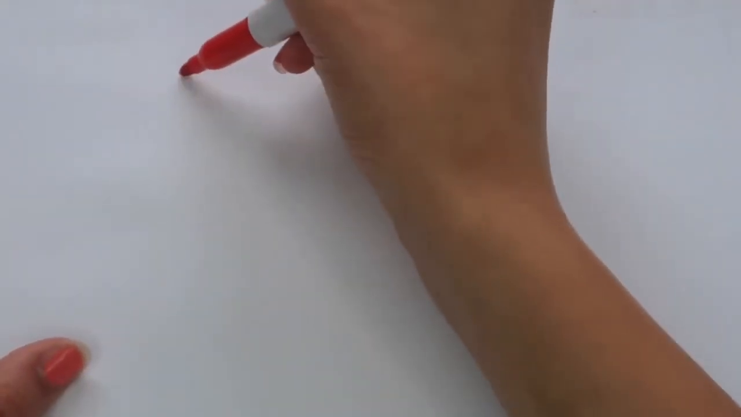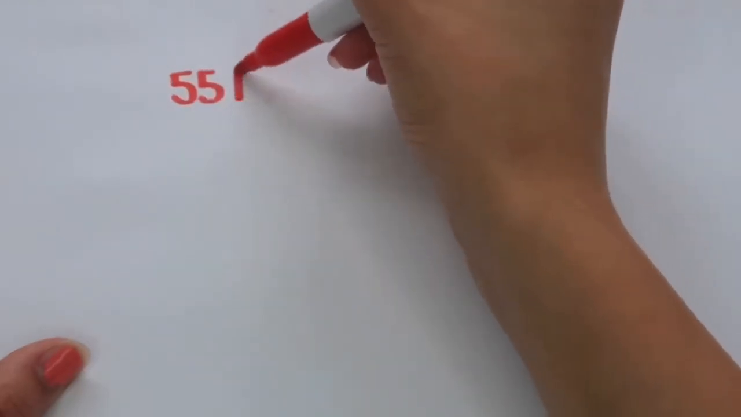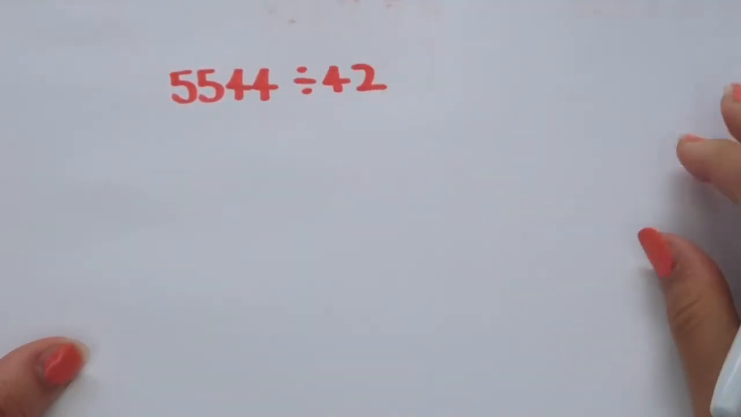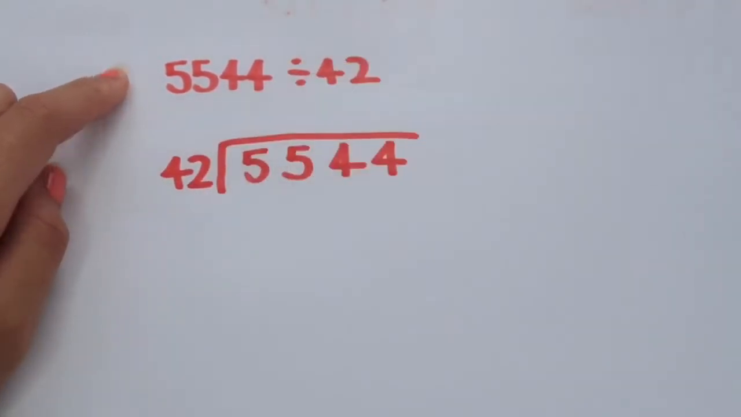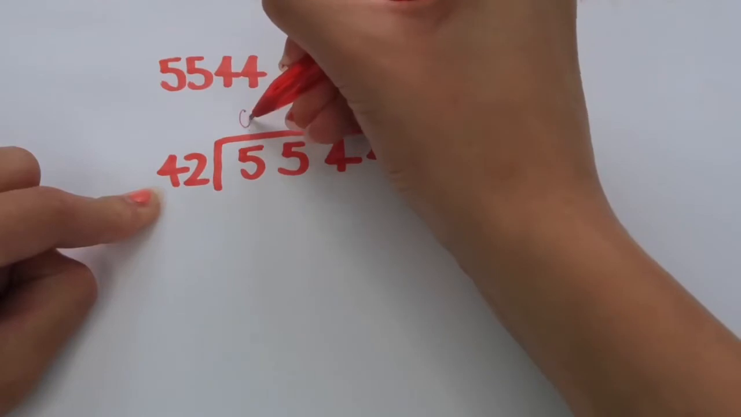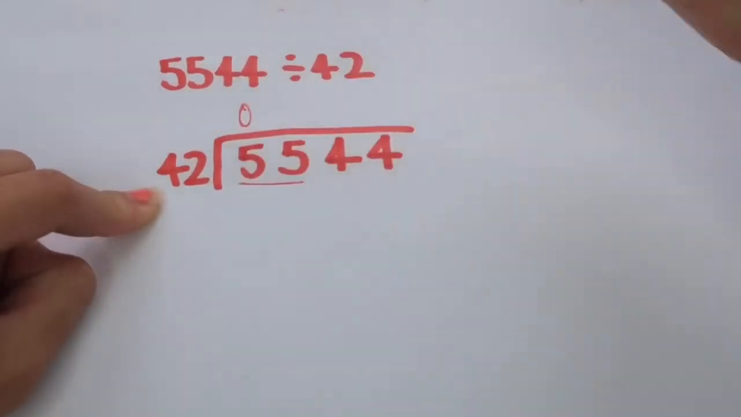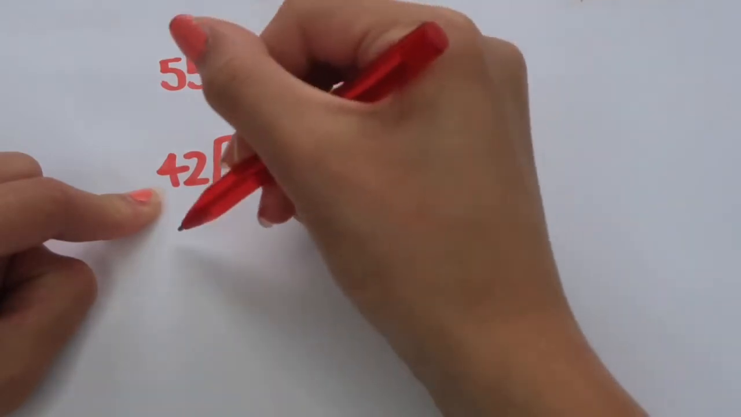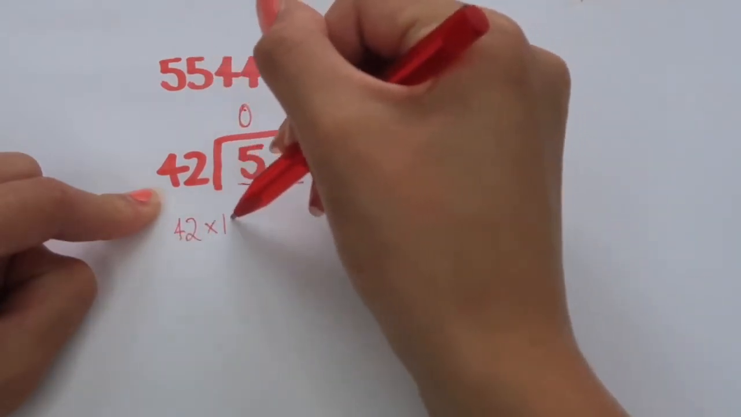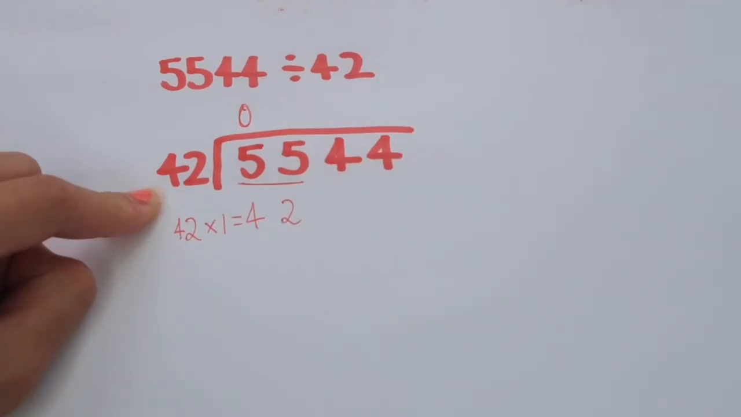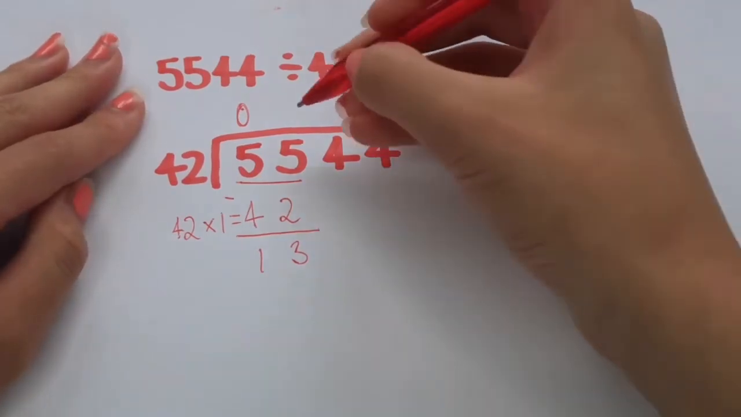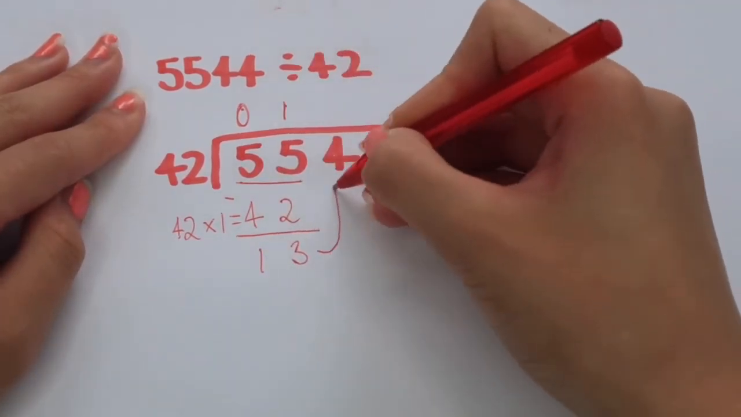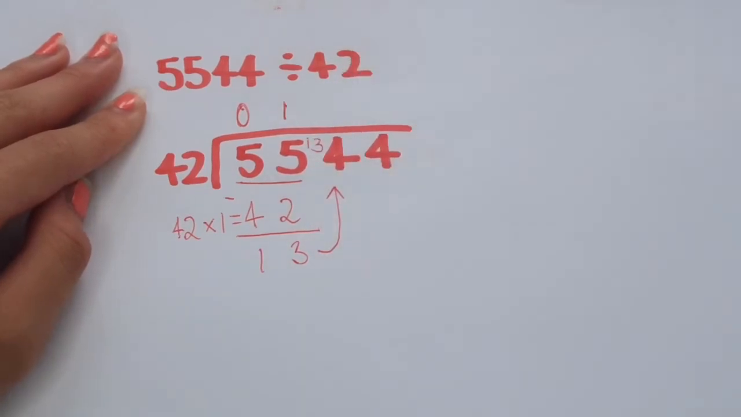Now we are going to do another one. 5,544 divided by 42. We write the first number inside the box and we write the second one outside. So, like before, we do how many times does 42 fit into 5? That is 0 times. We then add it to the next number. How many times does 42 fit into 55? And we can clearly see that this is only one time. So we minus 42 away from 55 to get 13. And then we put the 1 above the 5. We take the 13 up to the 4 to make 134.